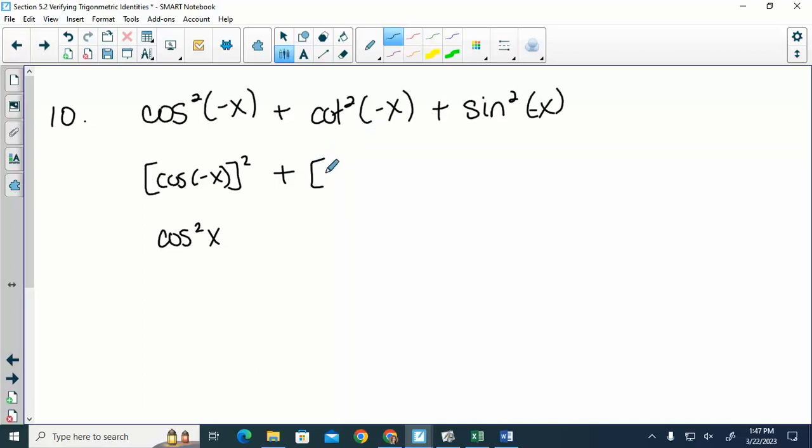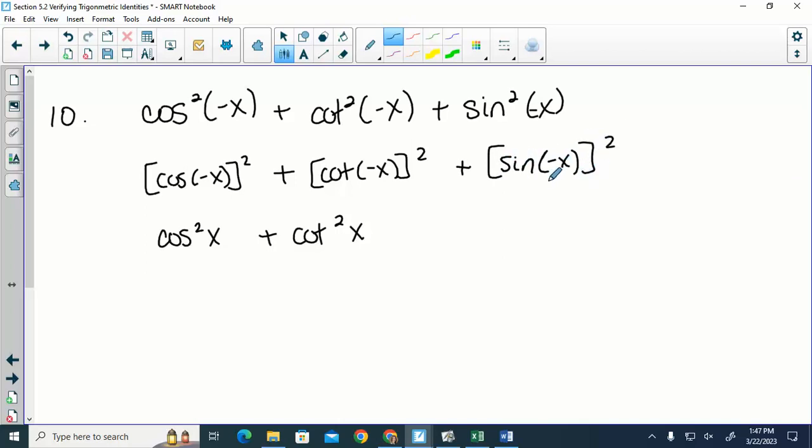All right, this means cotangent of negative x squared. What's cotangent of negative x? Negative cotangent x. But when you square a negative, it becomes positive, so that's plus cotangent squared x. All right, this means sine of negative x squared. If you do sine of negative x, what's that equal to? Negative sine x. But then when you square it, it becomes positive. Anybody want to do it from here?